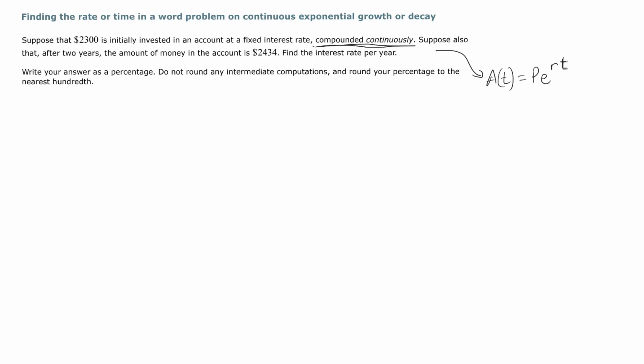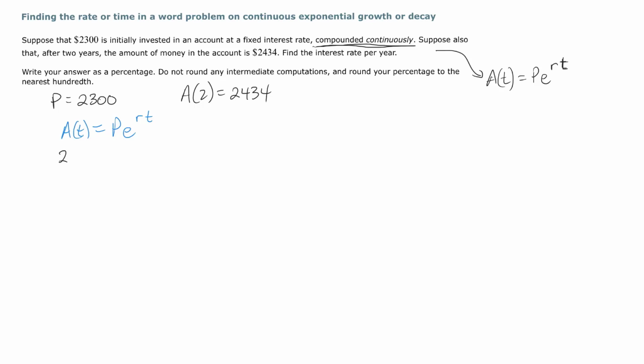Do we have a principal? We do. The principal amount is $2,300. We also know that A of 2 is given. A of 2 is given to be 2,434. We're trying to find the interest rate per year. So if you substitute A of 2 into this equation, A of t is equal to P times e raised to the rt, we get something really, really good looking.